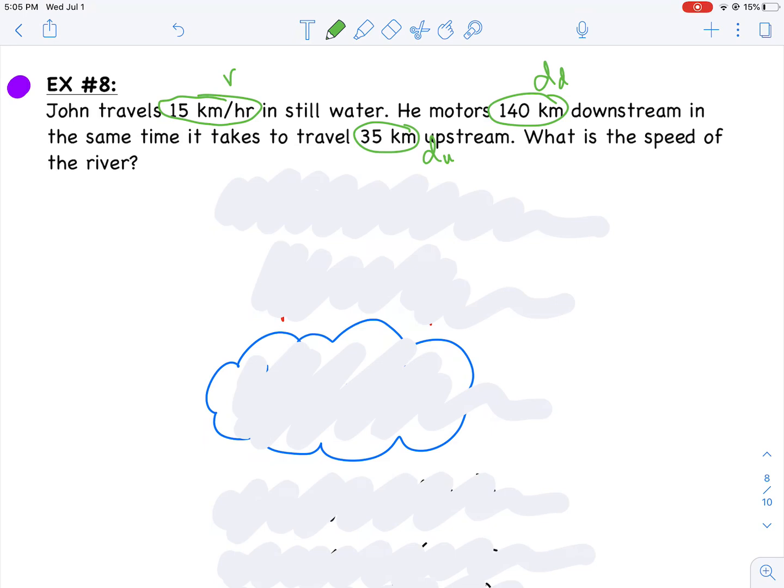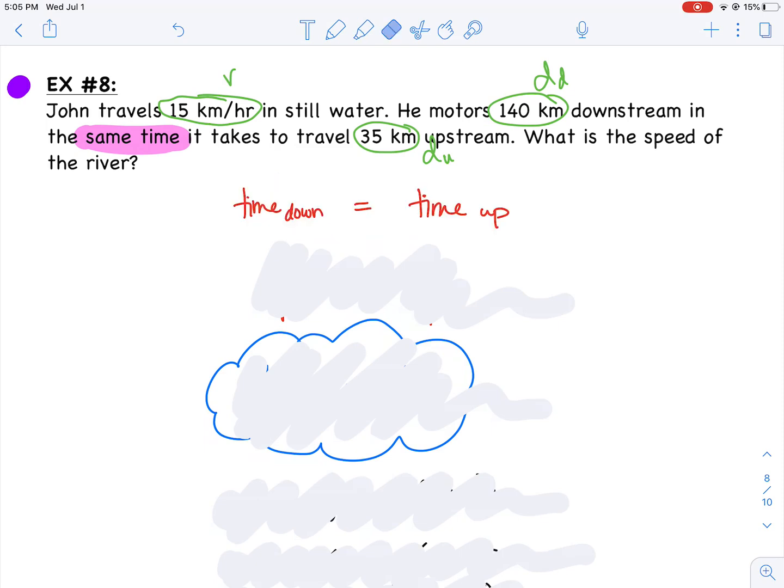Okay, how are we going to make this into a math problem? Well, what else does it say? Does it say that their speeds are the same? Does it say their distances are the same? Does it say that their times are the same? On this one, it says that the times are the same. So can I take that and make an equation from it? The same time it takes to go downhill or downstream is equal to the time that it takes to go upstream. Let's make an equation that says that.